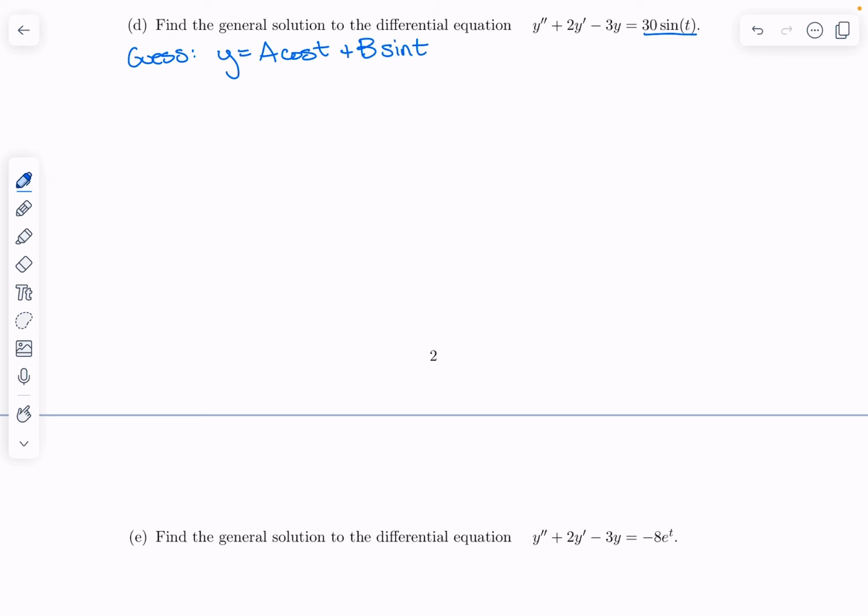That's because if I take combinations of the second derivative and the first derivative of this expression, it will have terms that look like sine t and cosine t. And in particular, I picked just cosine of 1t and sine of 1t because the right-hand side has just sine of 1t. If there had been a different coefficient of t, I would have included that in my guess.